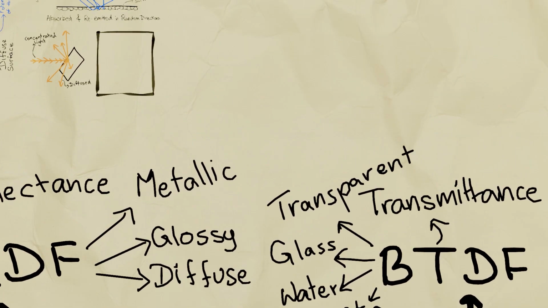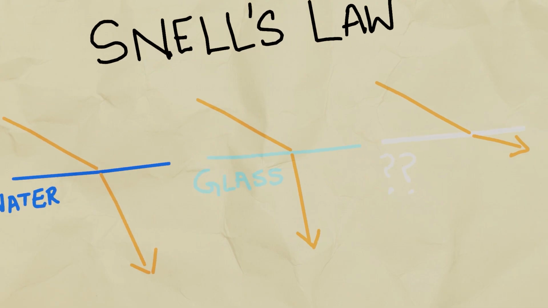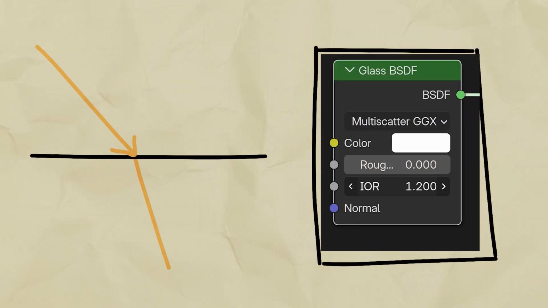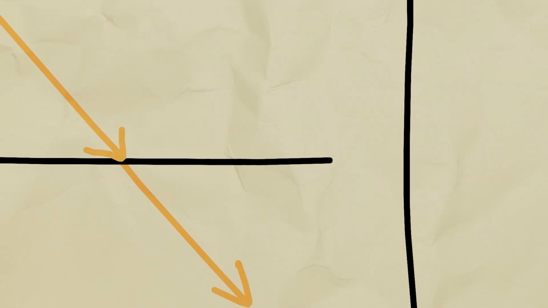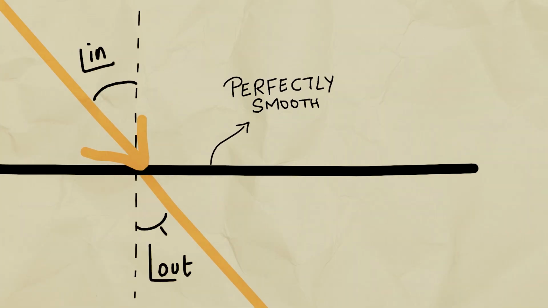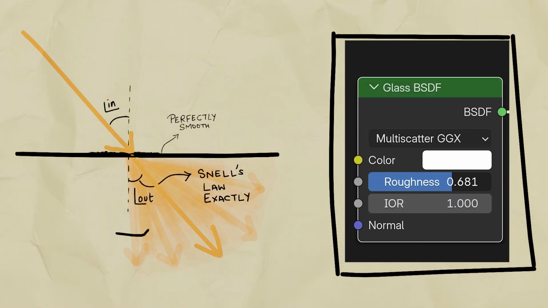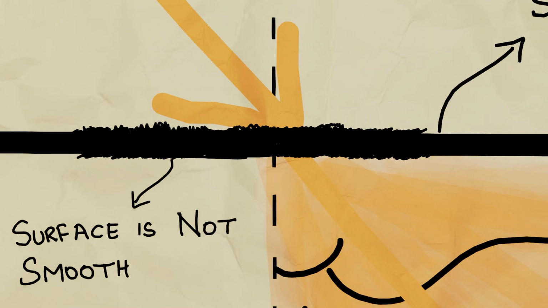This is where Snell's law comes in. It governs how light bends when moving between materials with different refractive indices. So when you set an IOR value in your glass shader, that's literally telling Blender how much light should bend based on Snell's law. When the surface is perfectly smooth, that is a roughness value of 0, the transmission follows Snell's law exactly. But as roughness increases, Blender starts taking microfacet scattering into account, simulating tiny surface imperfections that scatter refracted light in different directions.